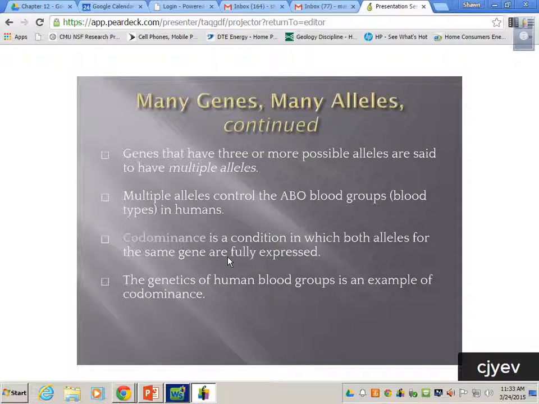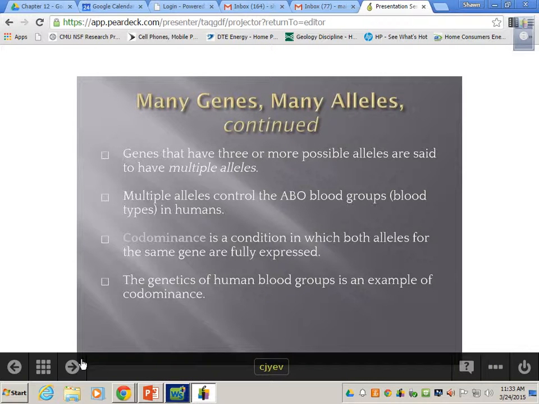So codominance is another condition. We'll talk about that with blood type. That's another thing that applies to blood type, in which both alleles for the same gene are fully expressed. An example for blood type is type AB blood. You can have type A blood, you can have type B blood, you can have type O blood, but if you get both an A and a B, an A from mom and a B from dad, they both will be expressed equally at the same time, and it's said to be type AB blood. So you would have both A and B antigens in your bloodstream together.